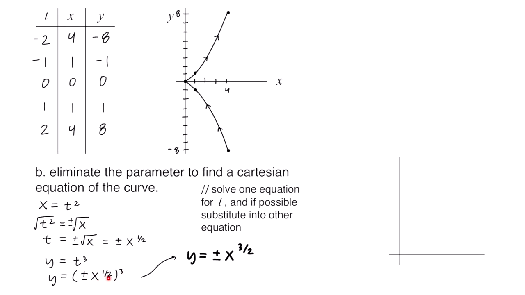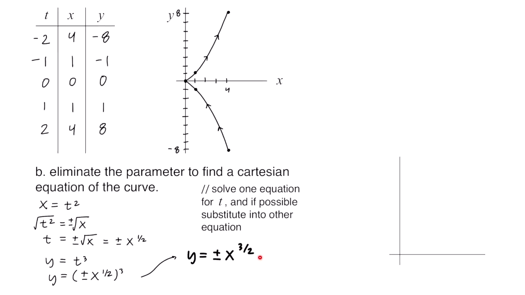So when you have x to the 1/2 raised to the power of 3, we can multiply those powers and we get 3/2. And again, since this is odd, when you take a positive and cube it, it's still positive, but if you take a negative and cube it, it's also negative. So that's why you get plus or minus x to the 3/2. So now this is our Cartesian equation of the curve, because now we have an equation with x and y.